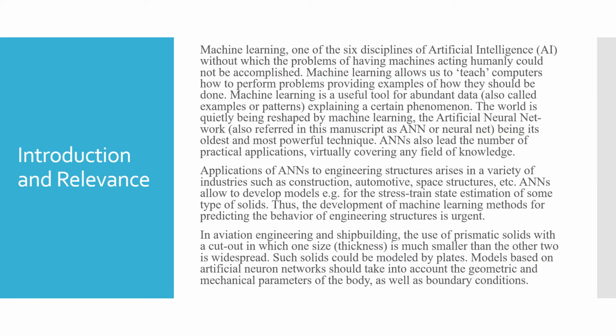Machine learning, one of the 6 disciplines of artificial intelligence without which the problems of having machines acting humanly could not be accomplished. Machine learning allows us to teach computers how to perform problems, providing examples of how they should be done. Machine learning is a useful tool for abundant data explaining a certain phenomenon.